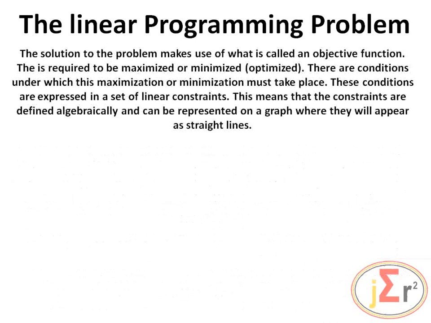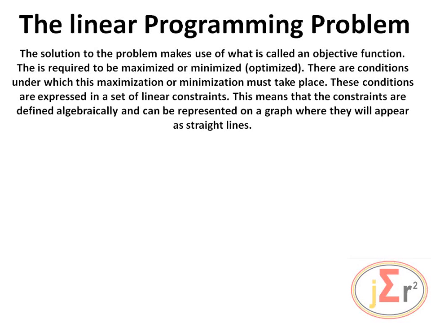The solution to the problem makes use of what is called an objective function. It is required to be maximized or minimized, and the category in which maximization and minimization fall is called optimization. So optimization is the single word that may be used for both maximization and minimization. There are conditions under which this maximization or minimization must take place. These conditions are expressed in a set of constraints or in a set of linear constraints.